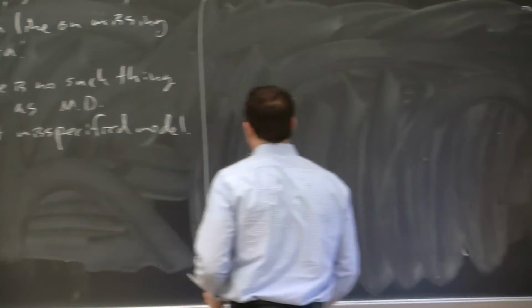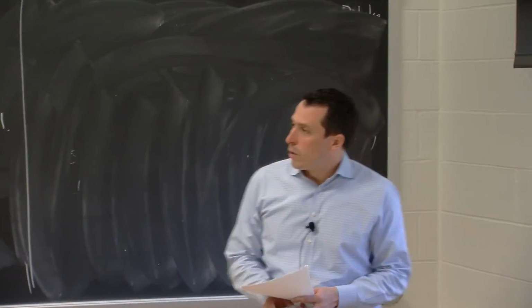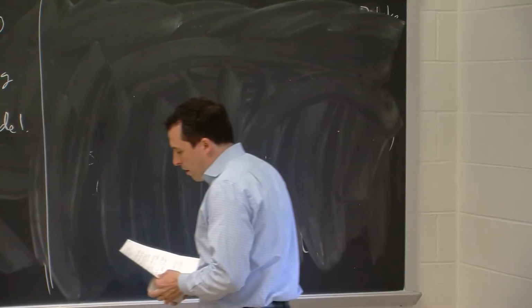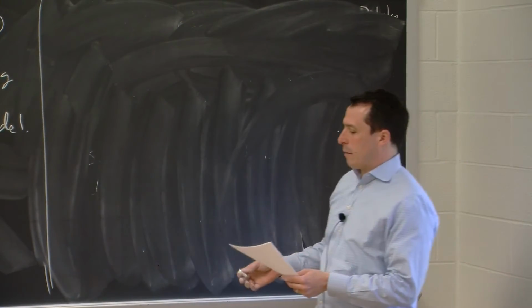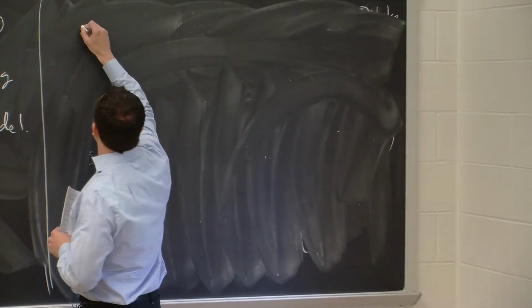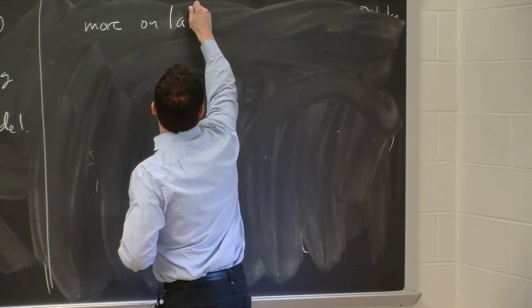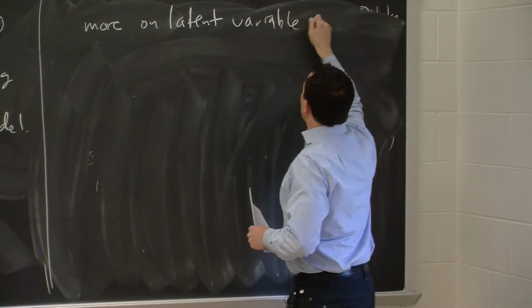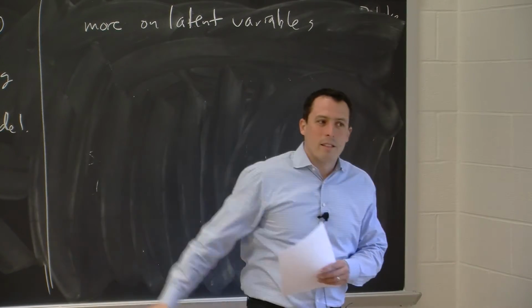I have a few more minutes left, and what I want to use that time for is to discuss some of the other things that can happen now that we have the idea of latent variables, so further uses of latent variables and missing variables. Now that our model is not misspecified anymore, what are the new possibilities?